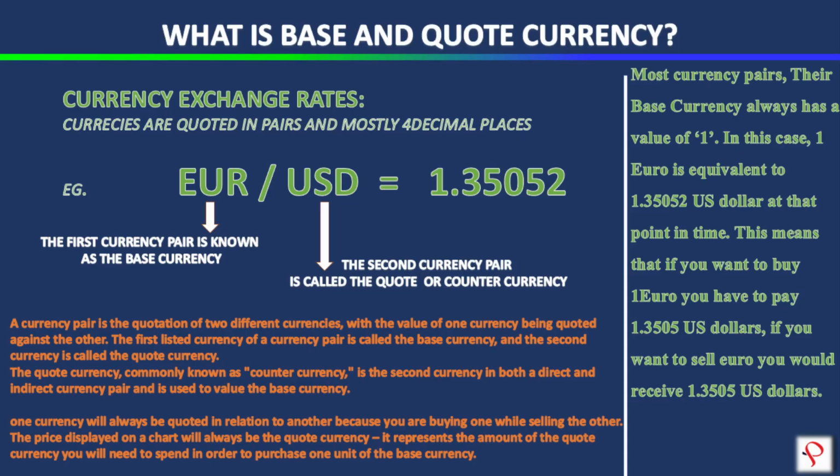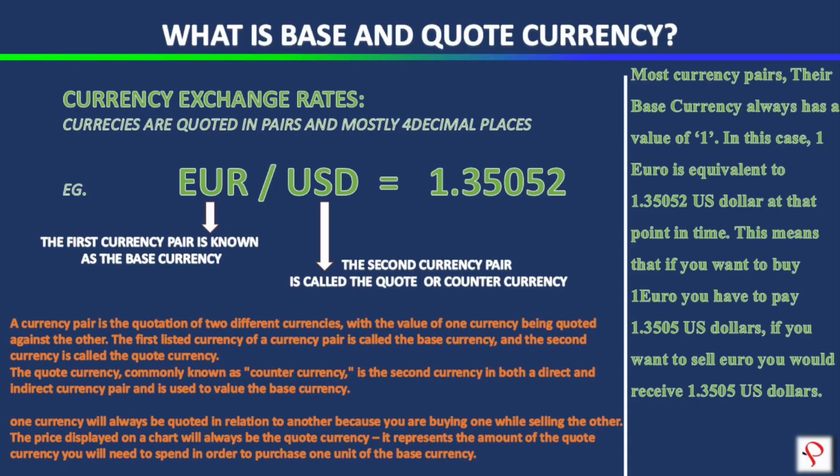What is a base and quote currency? A currency pair is a quotation of two different currencies with the value of one currency being quoted against the other. The first listed currency of a currency pair is called the base currency, and the second currency is called the quote currency. The quote currency, commonly known as counter currency, is the second currency in both a direct and indirect currency pair and is used to value the base currency.